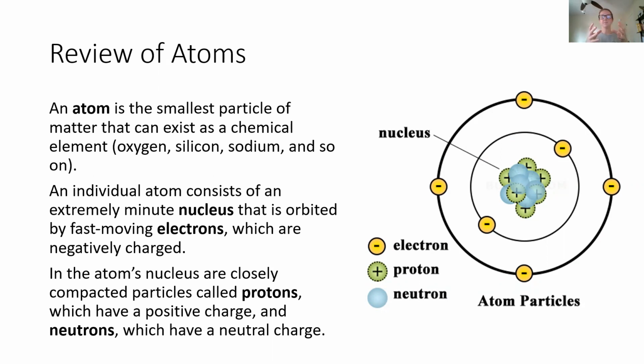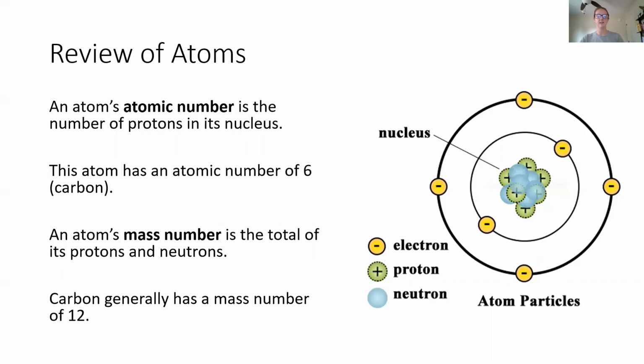An individual atom is composed of a nucleus, which is orbited by electrons. The nucleus has protons and neutrons. Electrons orbit around that. Now we describe atoms with their atomic number. That's the number of protons in the nucleus. For example, carbon has 6 protons in the nucleus.